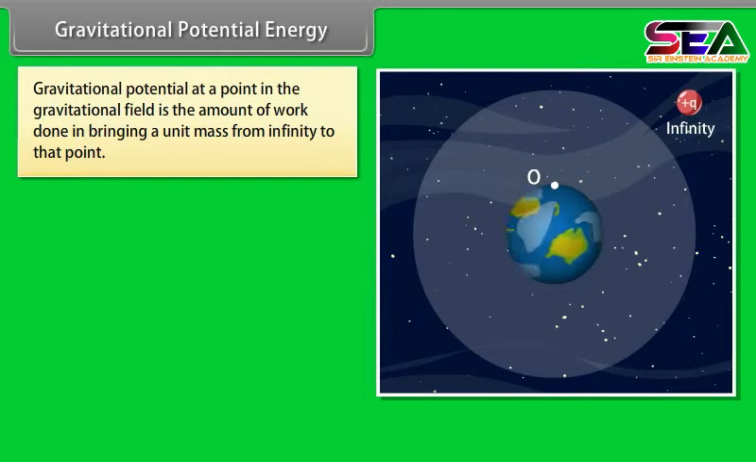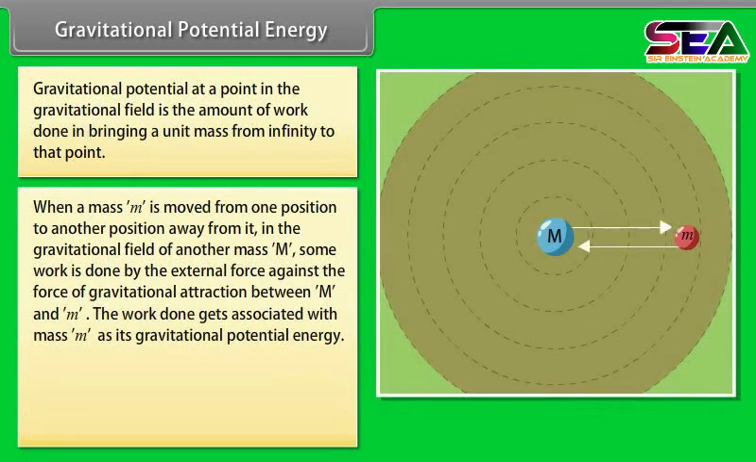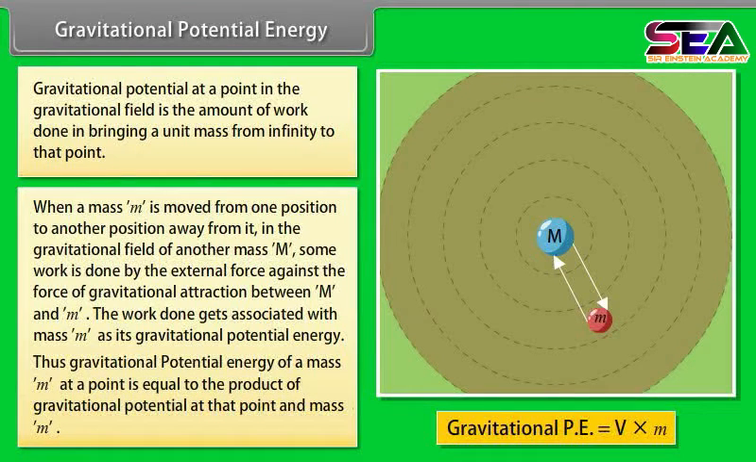Gravitational potential energy. Gravitational potential at a point in the gravitational field is the amount of work done in bringing a unit mass from infinity to that point. When a mass m is moved from one position to another position away from it in the gravitational field of another mass M, some work is done by the external force against the force of gravitational attraction between M and m. The work done gets associated with mass m as its gravitational potential energy. Thus, gravitational potential energy of a mass m at a point is equal to the product of gravitational potential at that point and mass m.